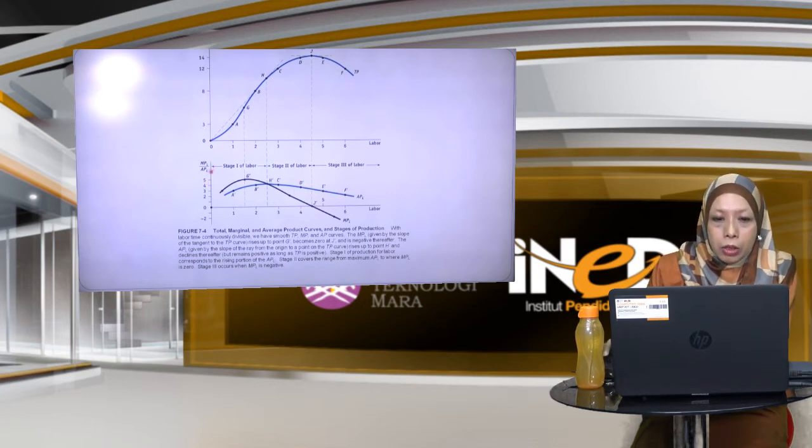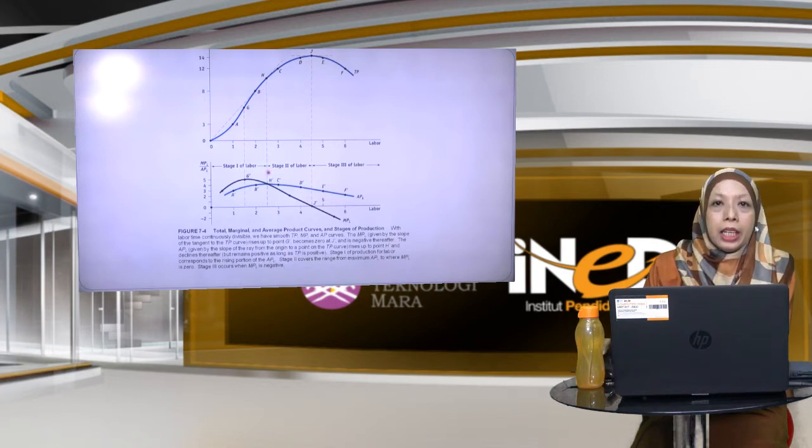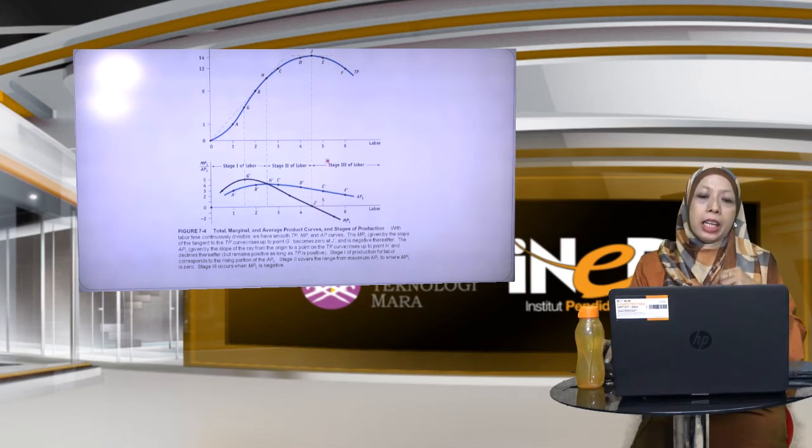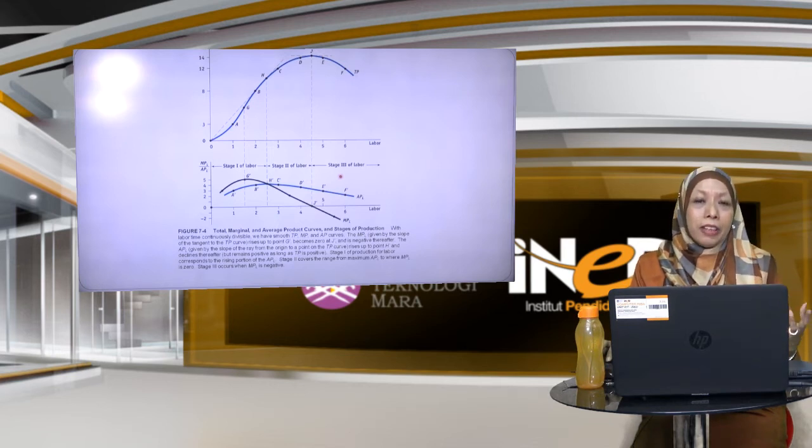Now as I mentioned to you just now, stage 1 starts from 0 labor up to the point where average product is maximized, represented by this line. Now stage 2 is from the maximum point of average product up to the point where marginal product equals 0. So this line actually. And stage 3 would be beyond the maximum point where marginal product equals 0. Now, when you look at these 3 stages, remember that our main aim is to identify the ideal number of labor to hire.